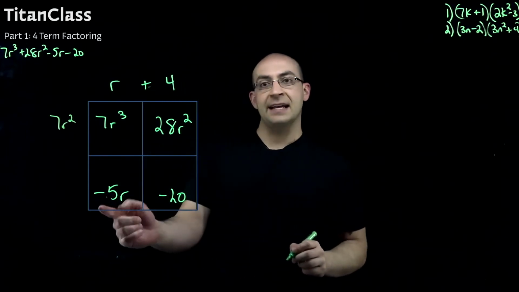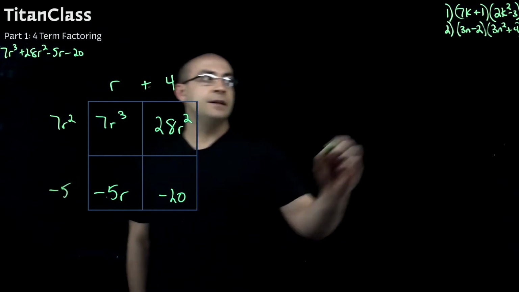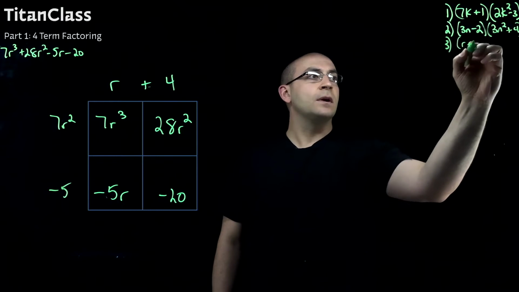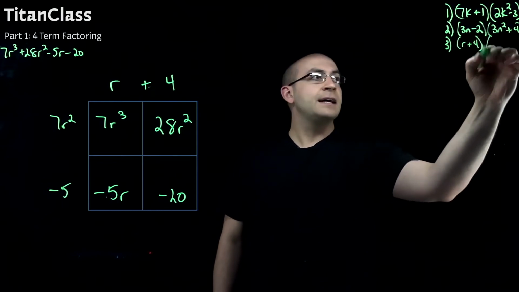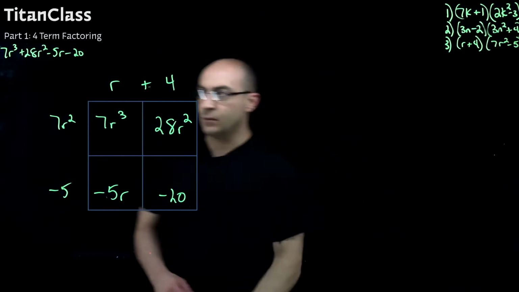Like we can take a square out on every one of these. And then I've got a negative that leads here. Negative's coming out, so negative 5's coming out. Done. Here we go, number 3. I've got r plus 4. And I've got 7r squared minus 5. Okay, moving on to number 4.